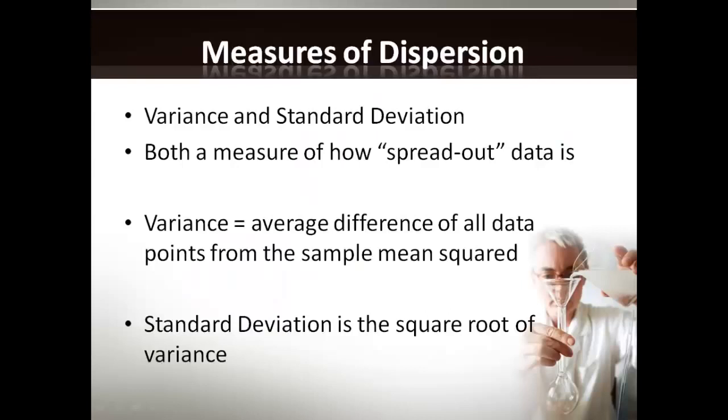Measures of dispersion. Measures of dispersion are essentially a measure of how spread out data is. Now we describe the spread of data in two ways, using variance and standard deviation. Mathematically, variance is the average difference of all the data points from the sample mean squared, and standard deviation is the square root of the variance. But the take-home message here is that both standard deviation and variance describe how spread out data is, and the greater the standard deviation, the more spread out the data set.